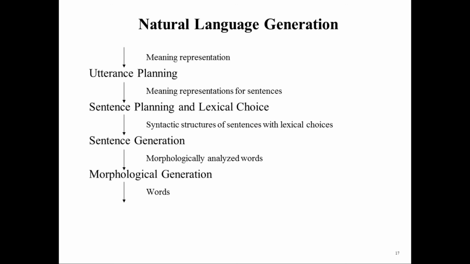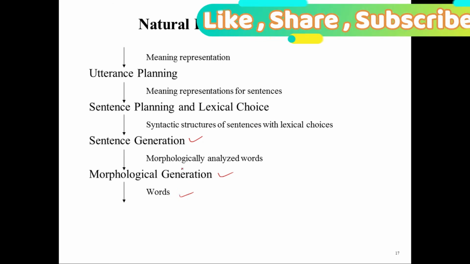So we'll do natural language generation. Yes, it can be done with the same process but in the opposite way. So first one is meaning representation. This is important. And then utterance planning, then meaning representation of the sentence, then syntactic structure of the sentence, the lexical choices, then sentence generation, and then morphological generation, which means the word generation. So this is how natural language is generated.